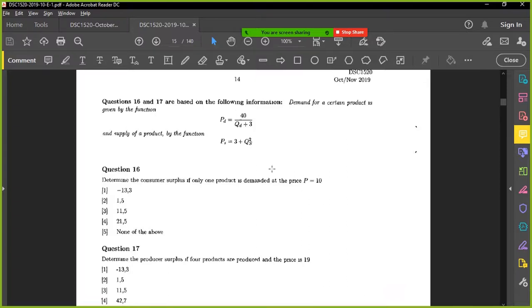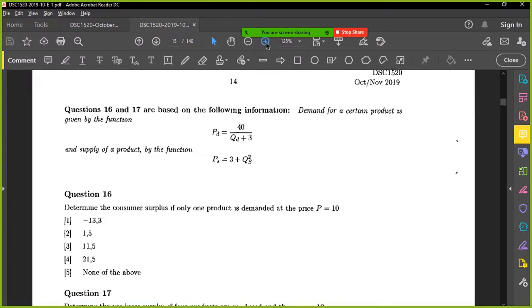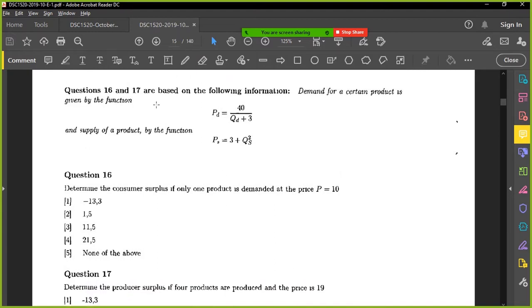There we go. Okay, so we're looking at 16, 17. Obviously, you're basing your workings on demand and supply. You've got PDPS, and they're asking you for consumer surplus. So how do you do consumer surplus when you have a function like that? That's obviously not a linear line. It's non-linear, so you have to use the derivative. No, not the derivative. You have to use that equation for surplus.